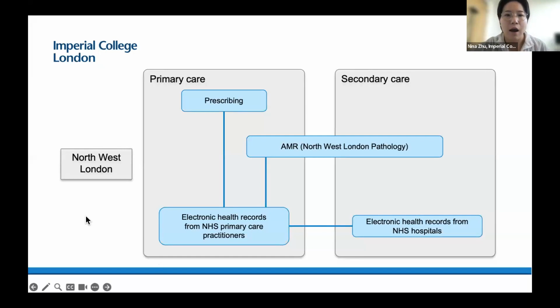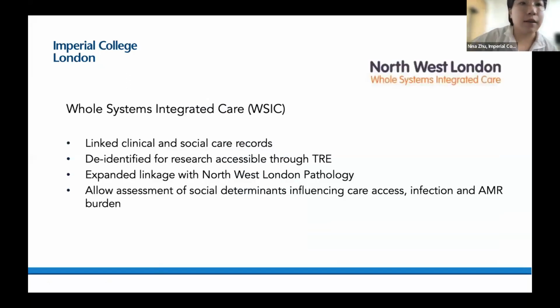And then I'm going to give a few examples of what we have done using this kind of linked datasets. So the name of the dataset is called WISIC, Whole Systems Integrated Care. Essentially it's linked clinical and social care records, including patient demographics, their admission in care homes and nursing homes, and also the mortality data. It's de-identified for research use through a trusted research environment, so it's a high level of security.